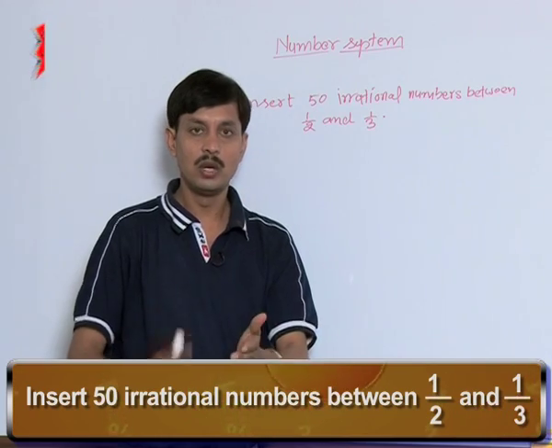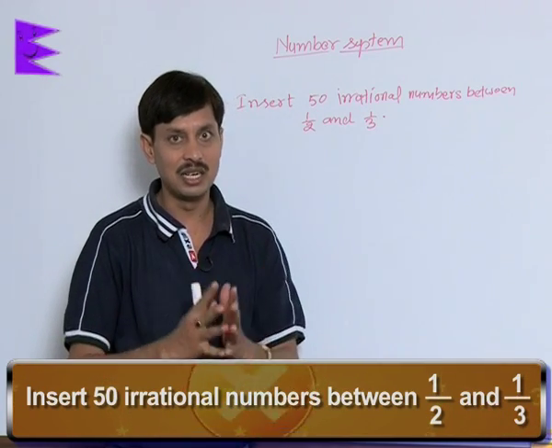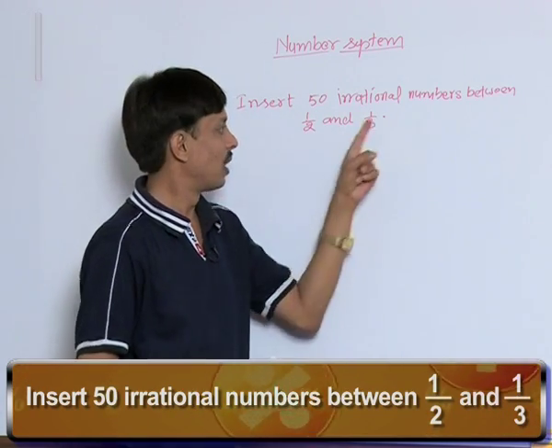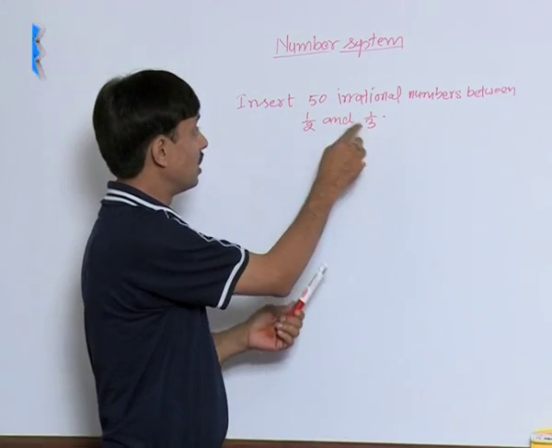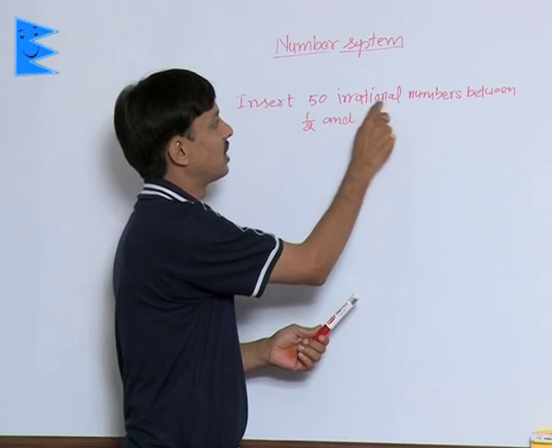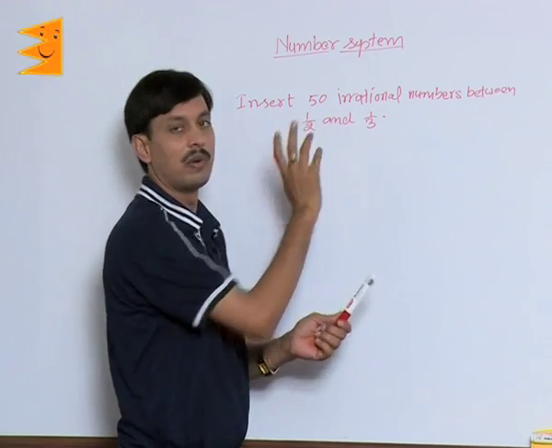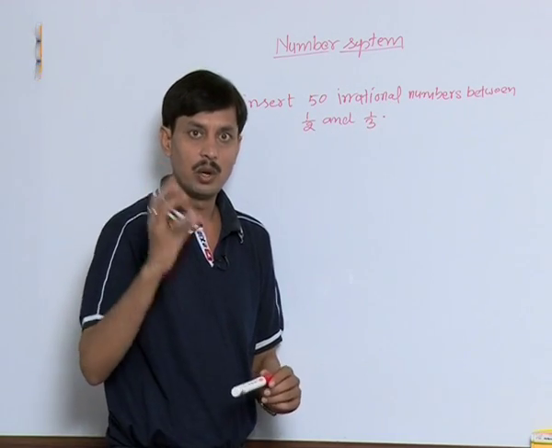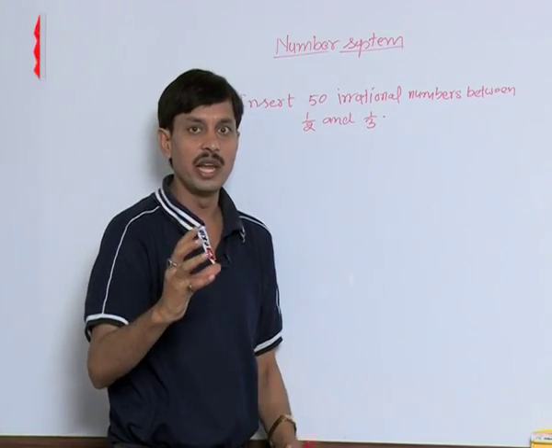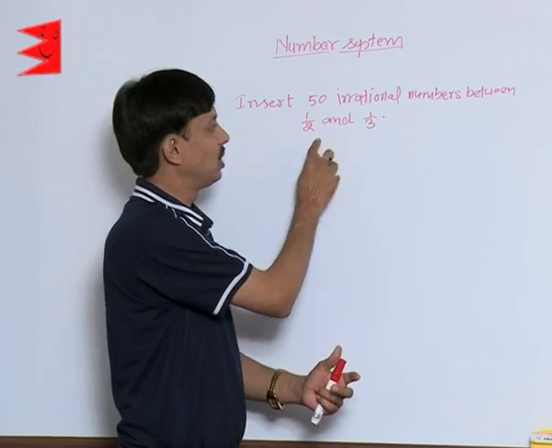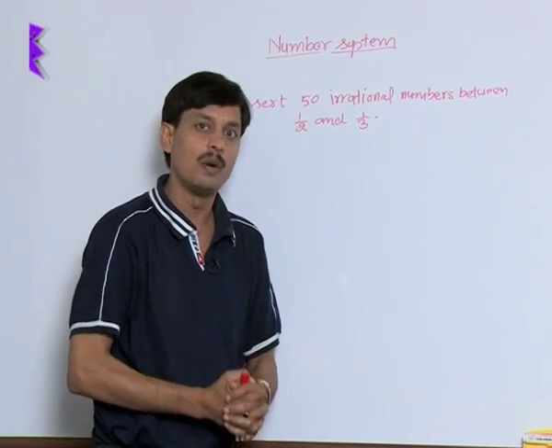What is 1 by 2? 1 by 2 is a rational number. 1 by 3 is also a rational number. So I want to insert what? 50 irrational numbers between 1 by 2 and 1 by 3. In order to insert 50 irrationals, it is convenient to convert both these numbers into their decimal form.